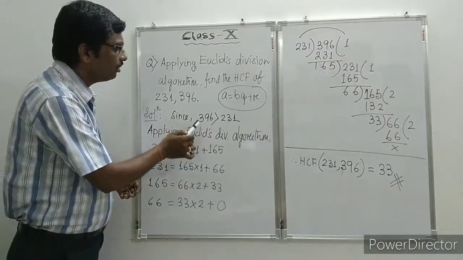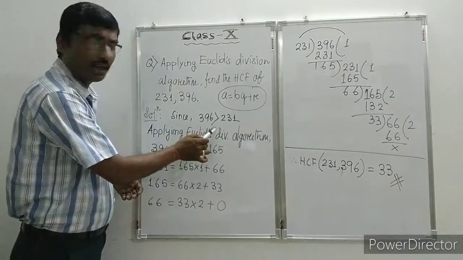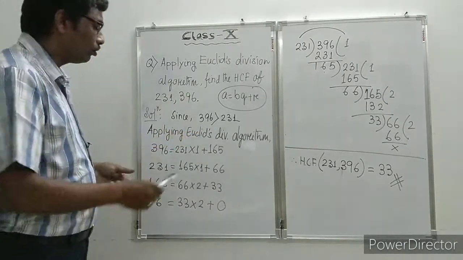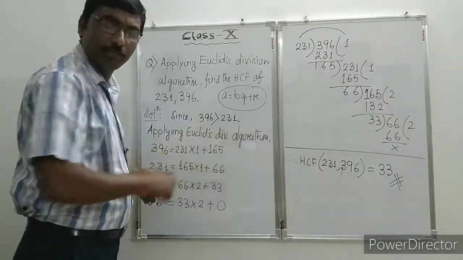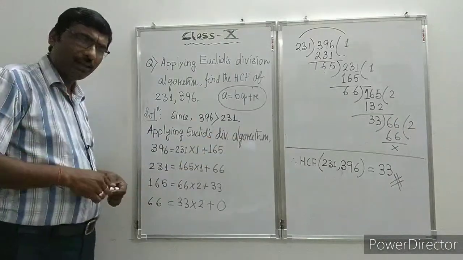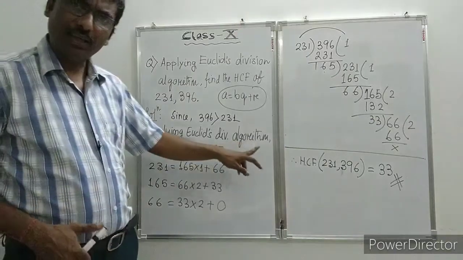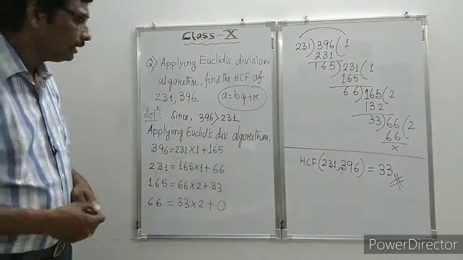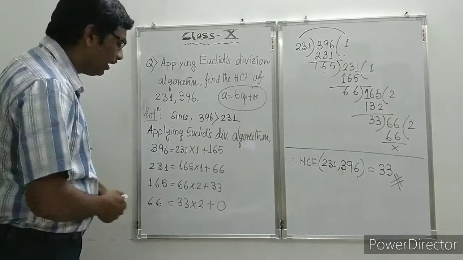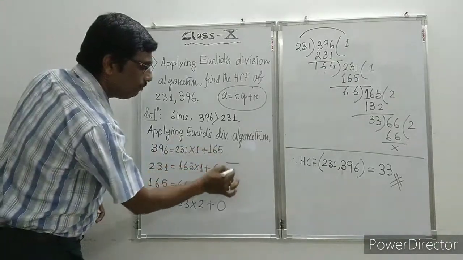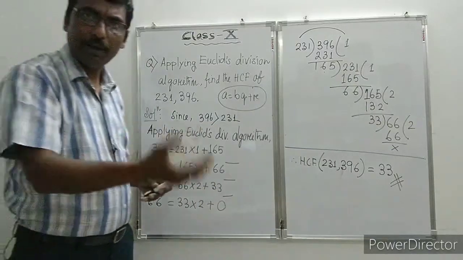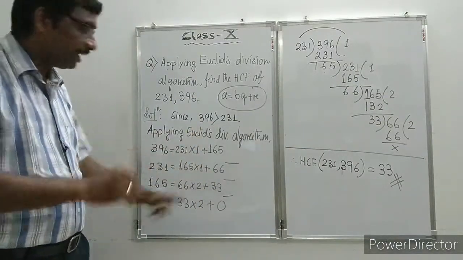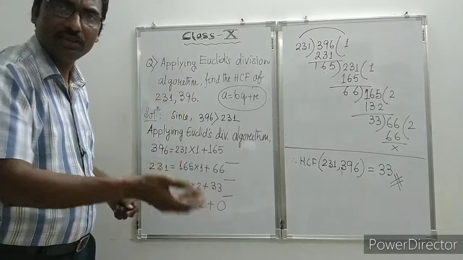So here you write, since 396 is greater than 231, applying Euclid's division algorithm. Here you remember a point: if we don't write the algorithm and write lemma, then after every step we have to write, by applying Euclid's division lemma to two numbers. In the next step, again by applying Euclid's division lemma.